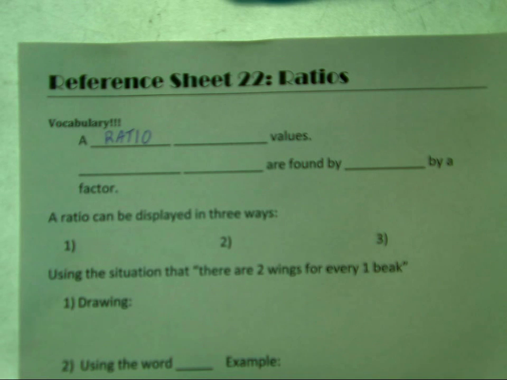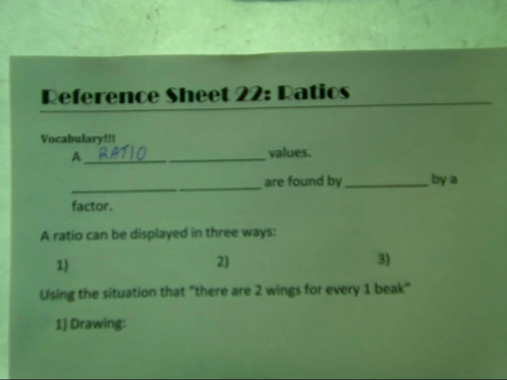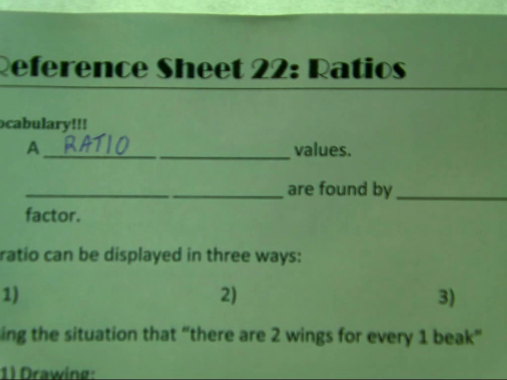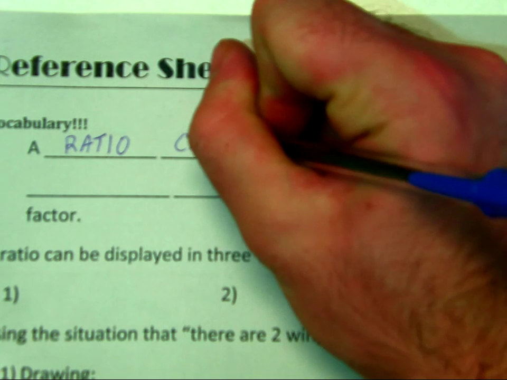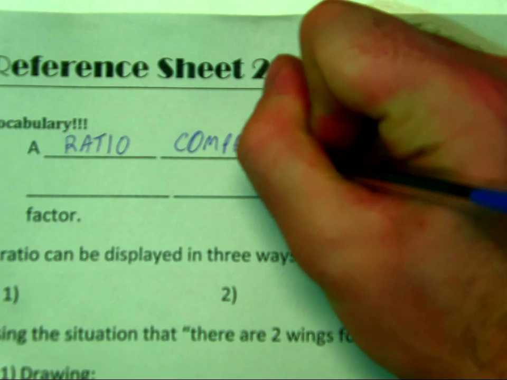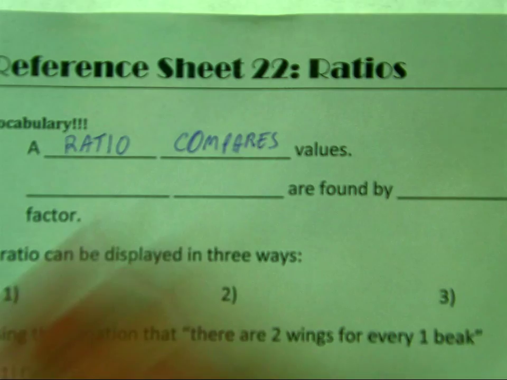Okay, so ratios are an incredibly important part of math. If you know about ratios, you know how to compare numbers, how to think about them, and how to be just a smart number sense mathematician. So this part of our year, we're going to talk about ratios. A ratio compares values. It's how we compare numbers to one another.